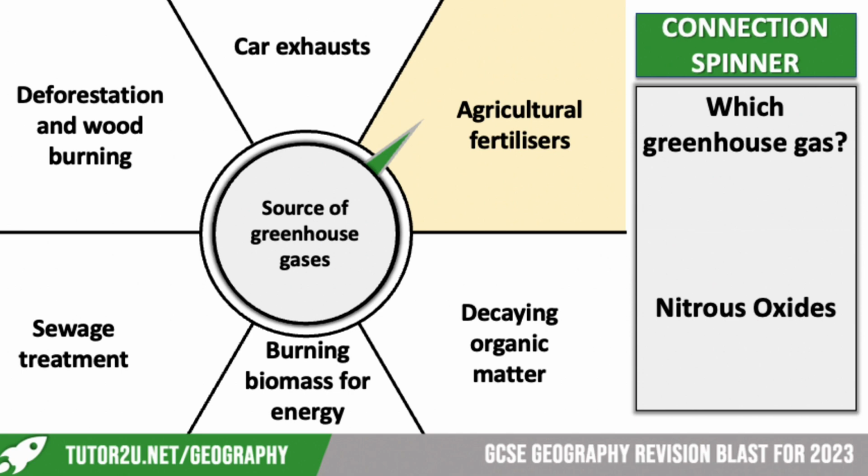Nitrous oxides are released in lots of different economic activities, such as some power stations producing electricity. They are released from fertilizers that are used to improve crop yields in farming, and they are also given off from sewage treatment plants, as well as being one of the many toxins that we find in vehicle exhausts. Again, well done if you managed to get those three correct.